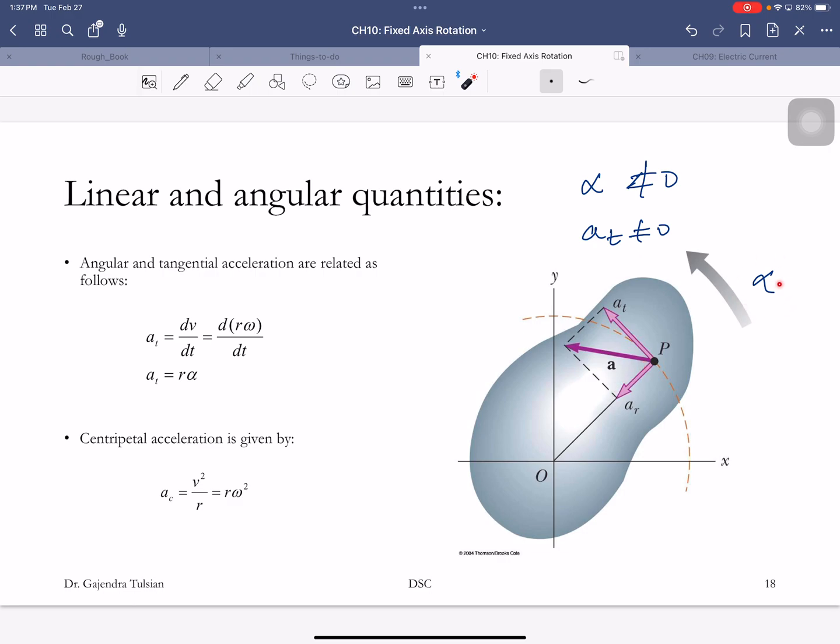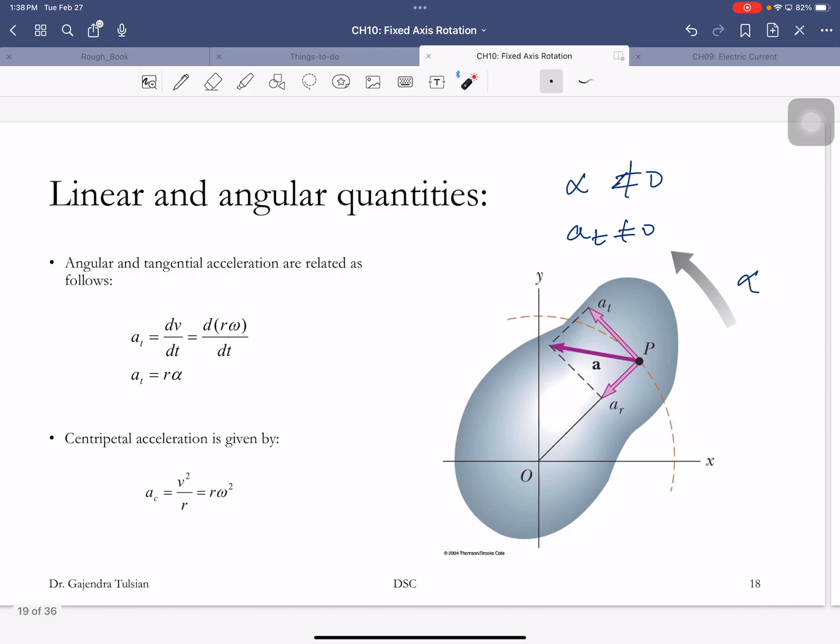If this were zero, each point would only have radial acceleration if the object was rotating at constant angular velocity. All right. And it's in the formula. If alpha were zero, you have no tangential acceleration, and you still have centripetal acceleration. Okay? If your angular velocity is non-zero.